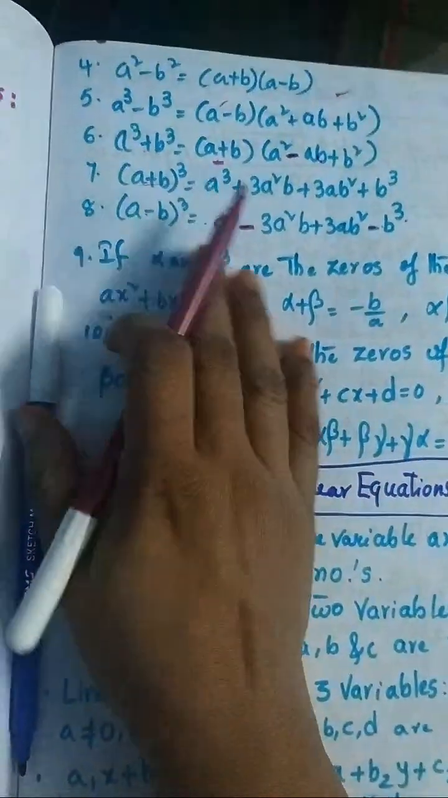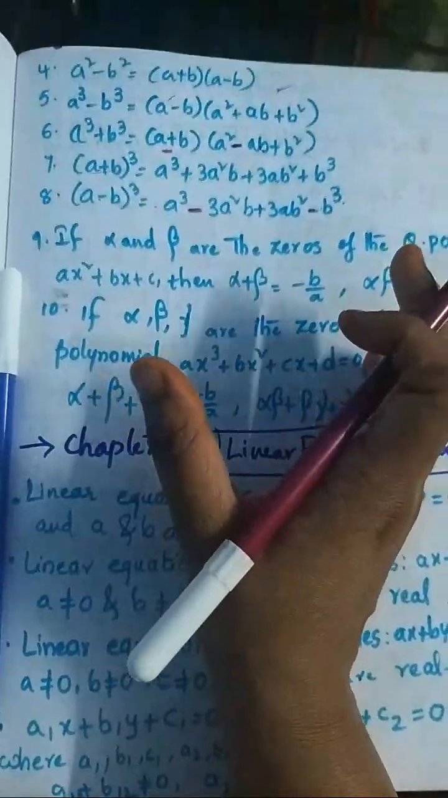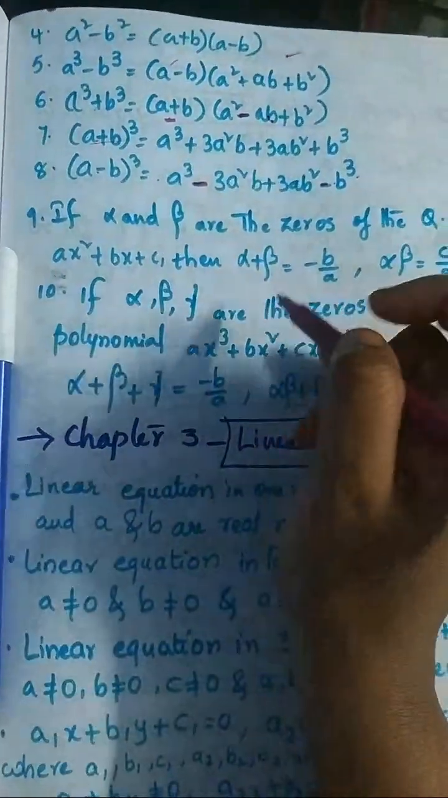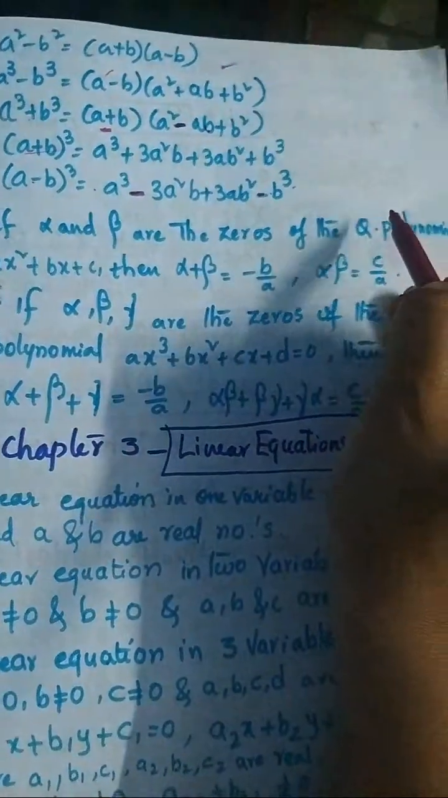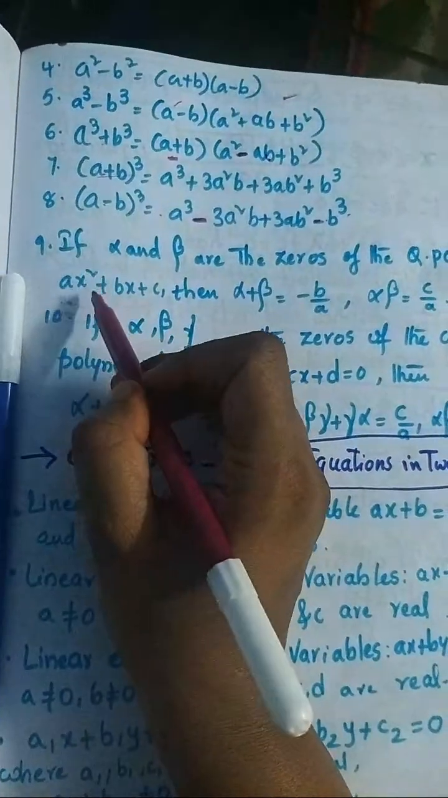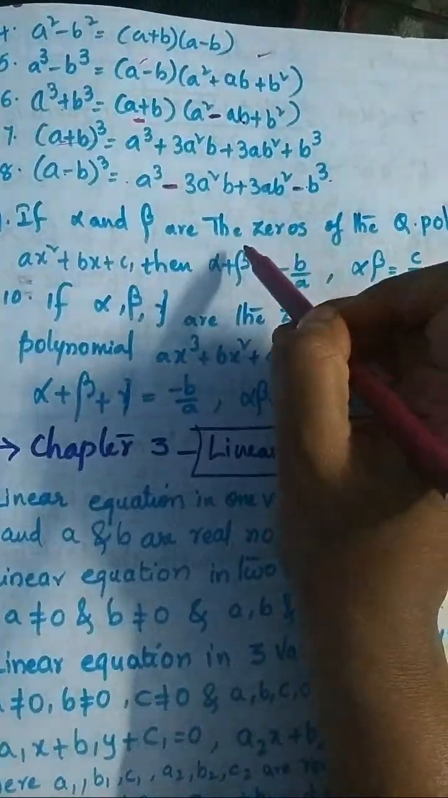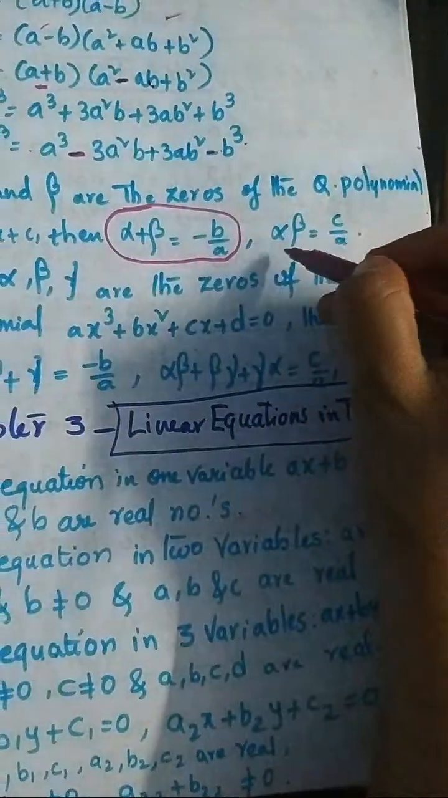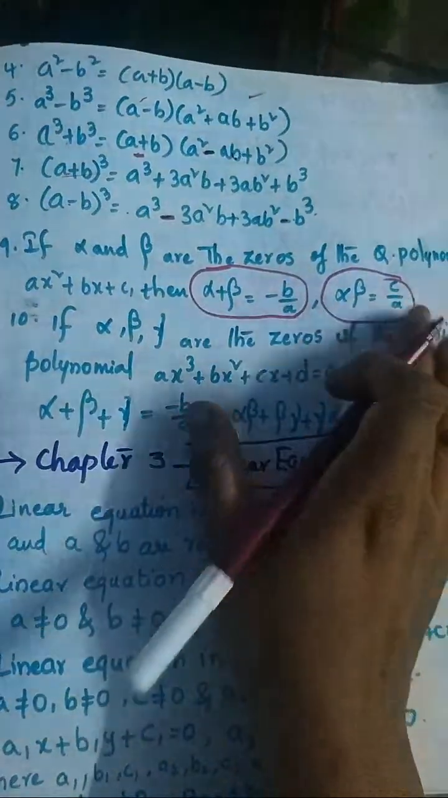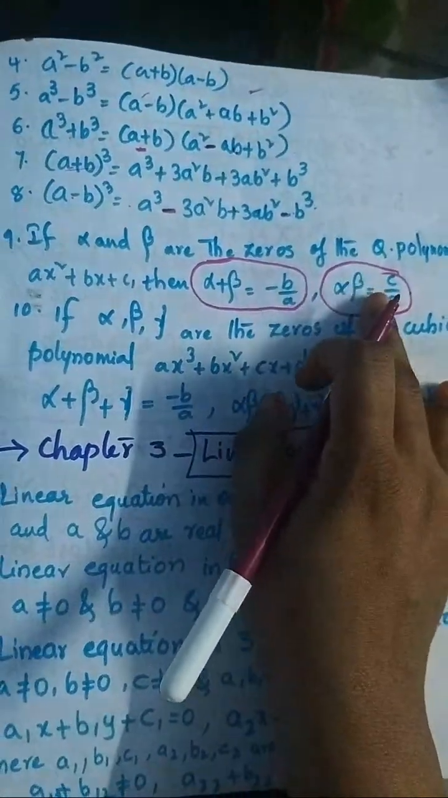Okay, like this we have to find a simple way of remembering formulas, a simple trick. If alpha and beta are the zeros of the quadratic polynomial ax square plus bx plus c, then alpha plus beta is equal to what? The value of alpha plus beta is minus b by a, and alpha beta is c by a. In MCQs also, we will be asked questions like this: what is alpha plus beta and what is the product alpha beta?